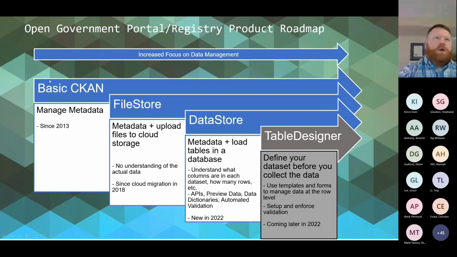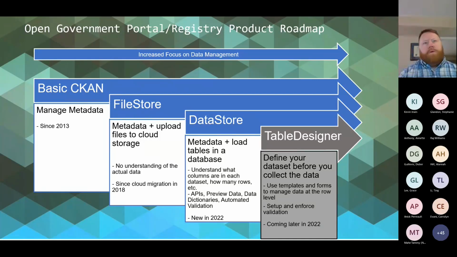When we launched the Open Government Portal back in 2013, really the only functionality available was to add metadata about data sets. Then when we moved to the cloud in 2018, we were able to offer a new functionality called the file store, where you were able to both input your metadata as you did before, but also upload files directly to our cloud storage.